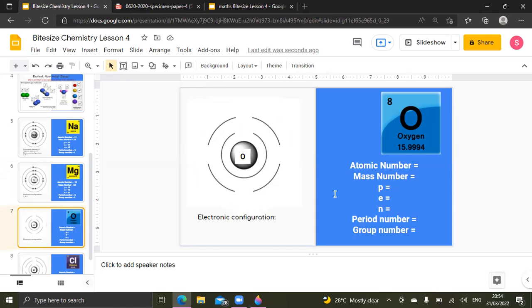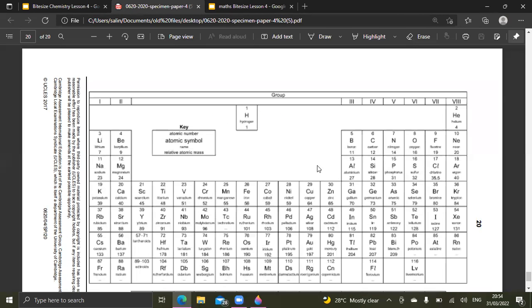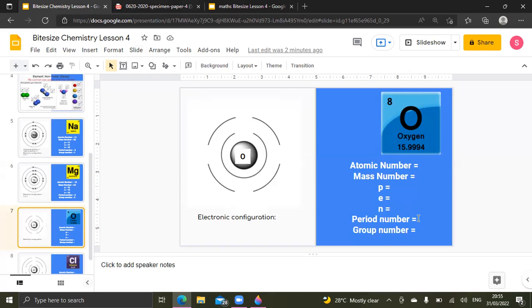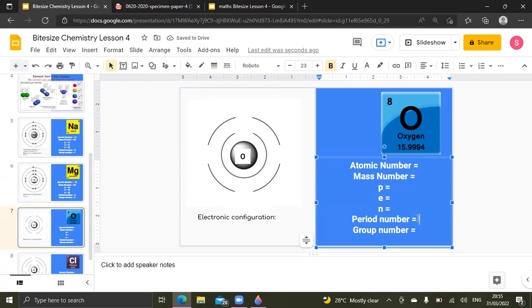If they already gave you the period number and the group number, it is possible for you to know the outer shell and how many orbitals. It's the other way around, isn't it? Now for example, if they give you period number 2 and group number 6, can you know what it is without the periodic table? Can you actually draw it?